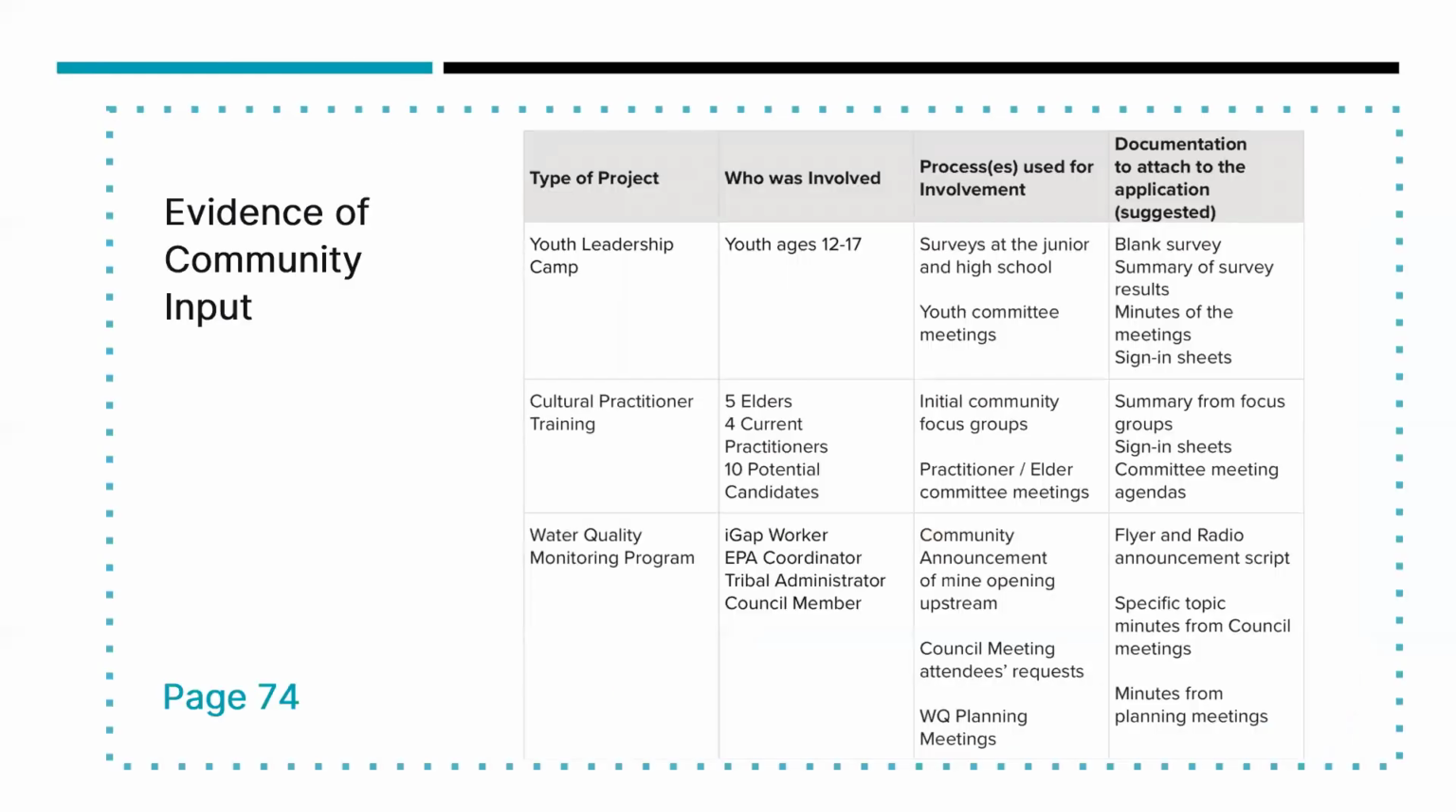So when we're talking about evidence of community input, here's a nice chart to organize, to give you some idea of what A&A is looking for. So if you want to include the type of project you're doing, you include in your chart who was involved in maybe your focus group, the process that was used, if you're using surveys or youth committee meetings, and then the documentation to attach. So this would include blank survey, summary of a survey, and the minutes from the meeting or sign-in sheets. And then it would just apply to the information that A&A is looking for and the type of project that you're proposing.